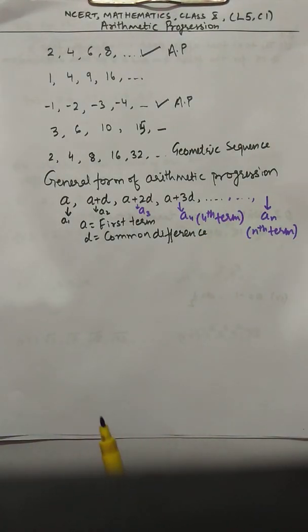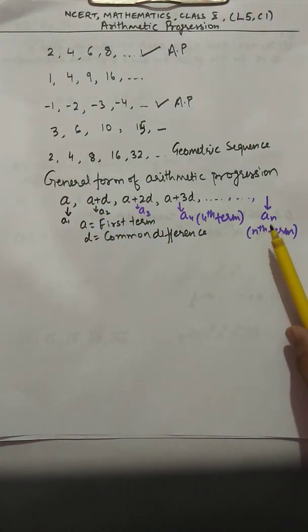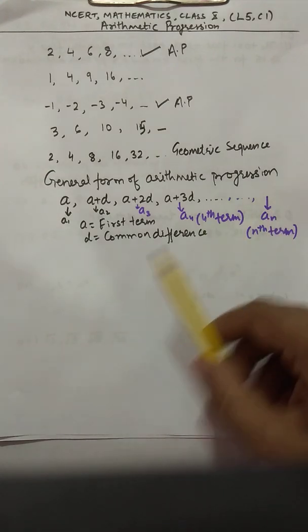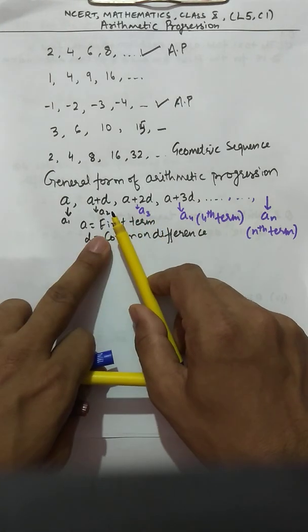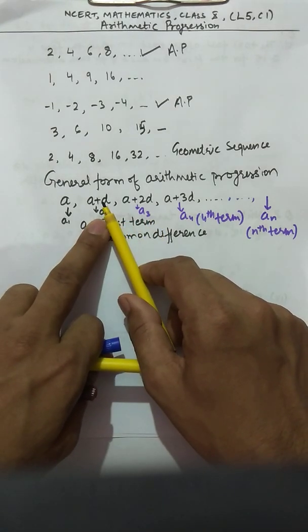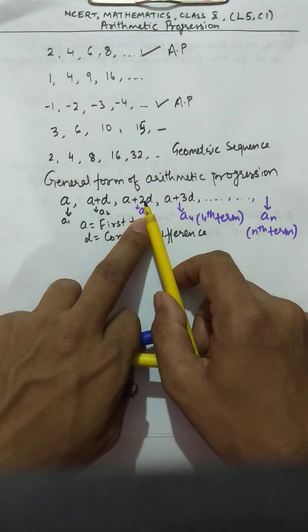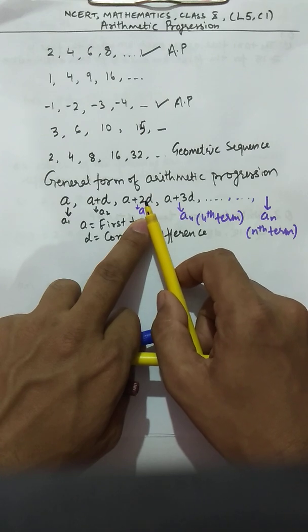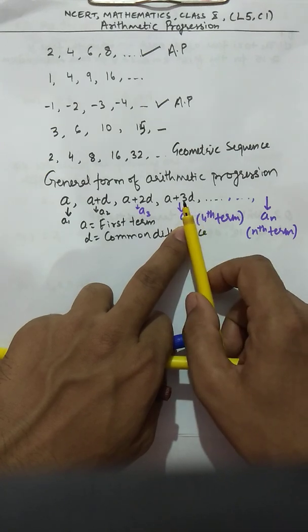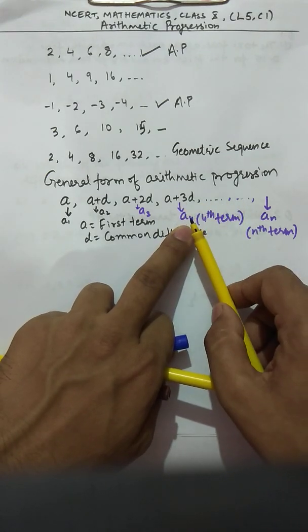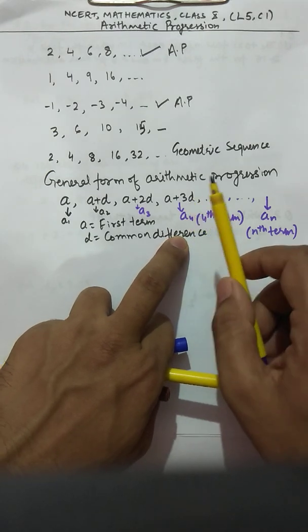So those who are able to identify the pattern can themselves write that an. You can think of how. I just give you the idea. See, whenever it is a2, the coefficient of d is 1. Whenever it is a3 we are talking about, the coefficient of d is 2. Whenever it is the fourth term we are talking about, the coefficient of d is 3. It means whenever we talk about the number of the term, your coefficient of d will be 1 less.